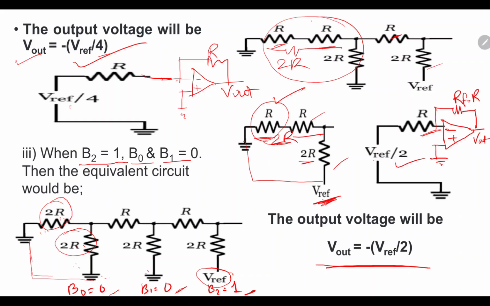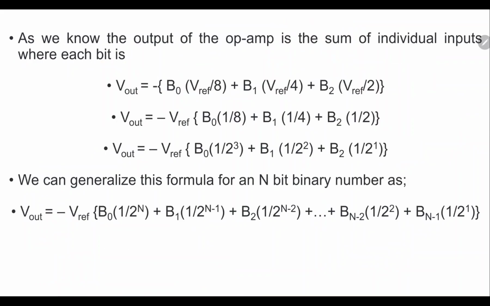Now the total voltage, when we apply all 3 digits, suppose 111, then what will be the output? That generalized equation we have to find out. For that, see, V out equal to minus V reference by 8 when V0 was equal to 1. When V0 was equal to 1, that time we got the output voltage V reference by 8. When V1 was 1, we got V reference by 4. When V2 was 1, we got V reference by 2.